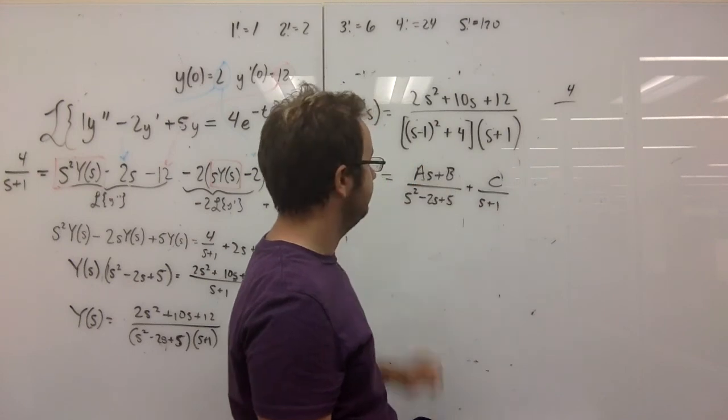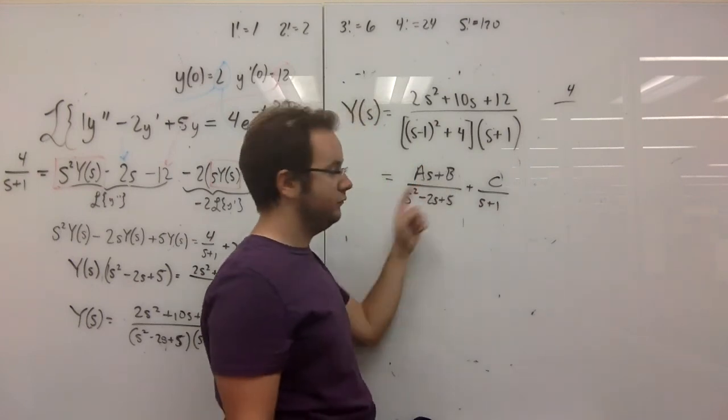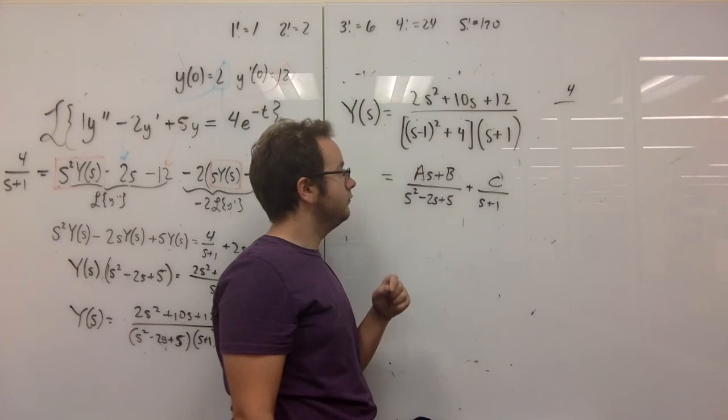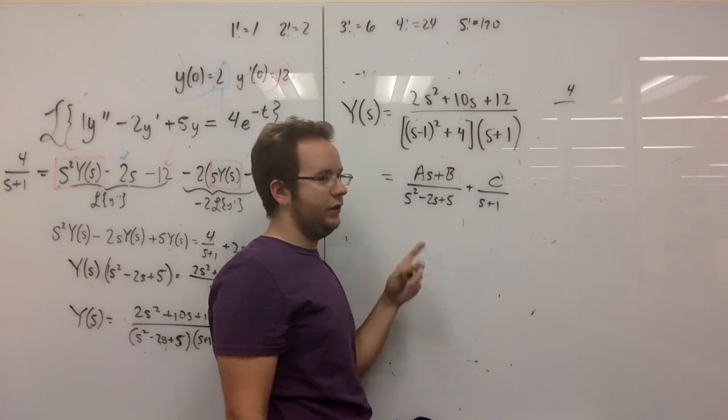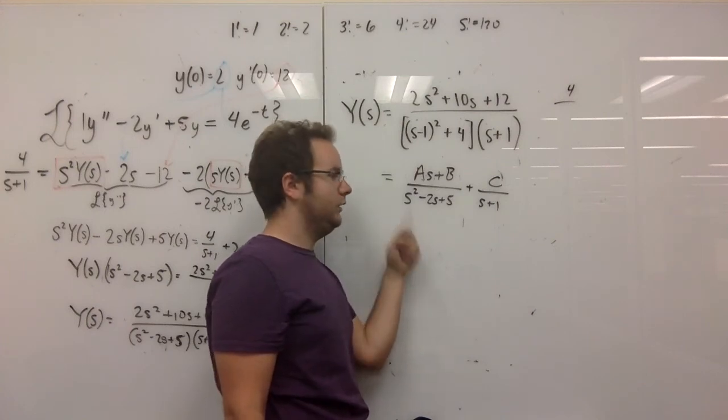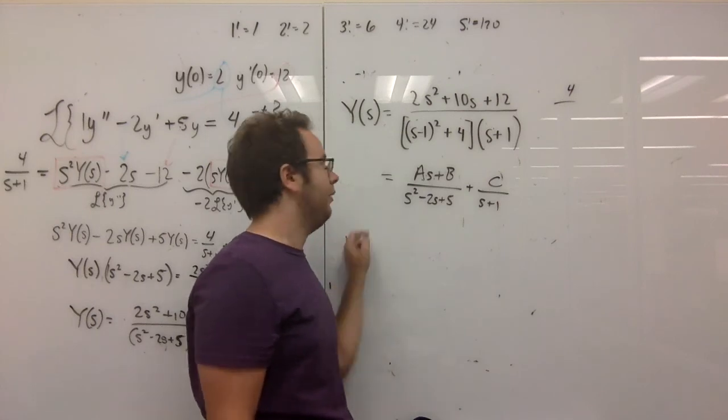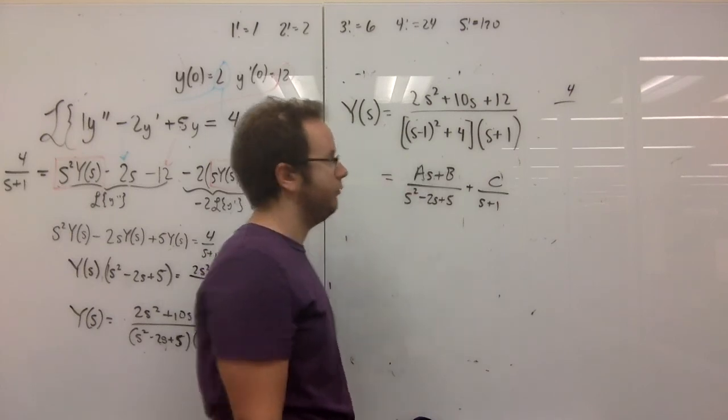Wait, I have a question. For the as plus b, why did you use the denominator that we had before? Yeah, I told you, I said this earlier. Just because it's going to be easier when I get a common denominator. I probably shouldn't have completed the square just yet. That was a little premature of me.